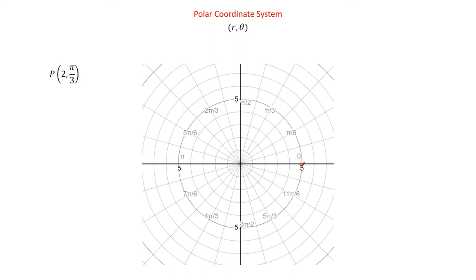So if we had the point P, that's 2 comma pi over 3. It's going to be 2 away, so it'll be on that second concentric circle, and then the angle pi over 3 puts us right here at P, because we have this angle theta, and we have this radius of 2.